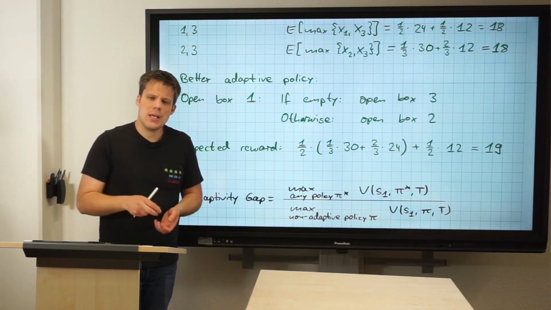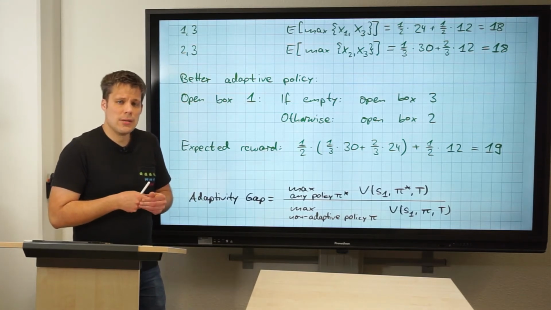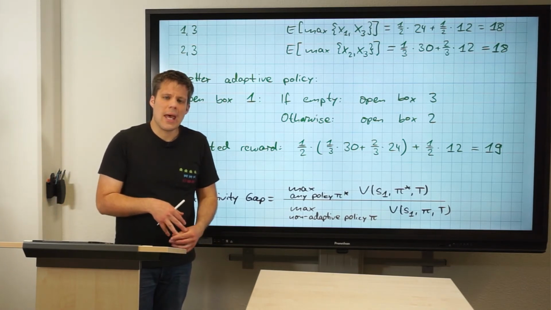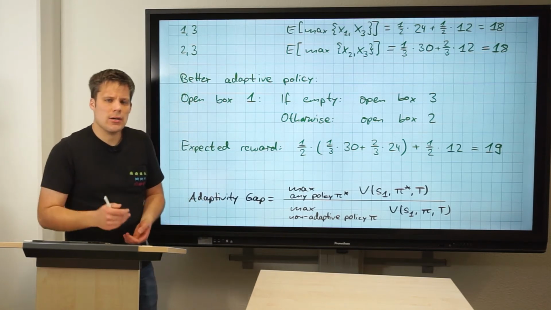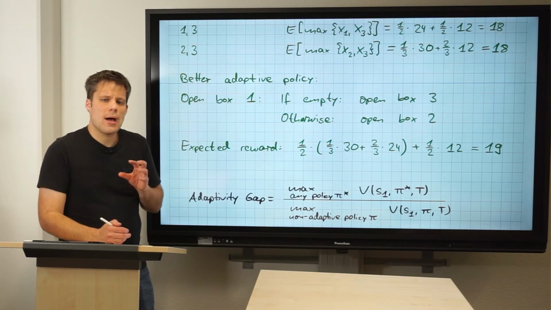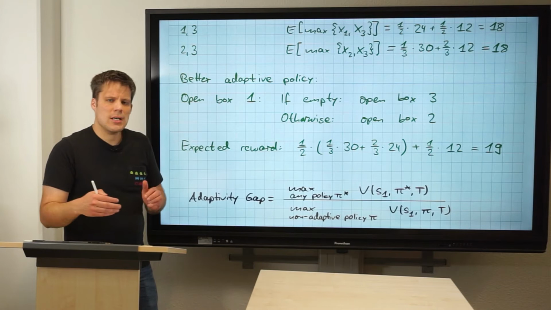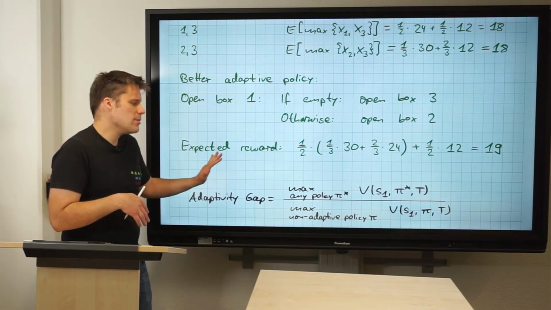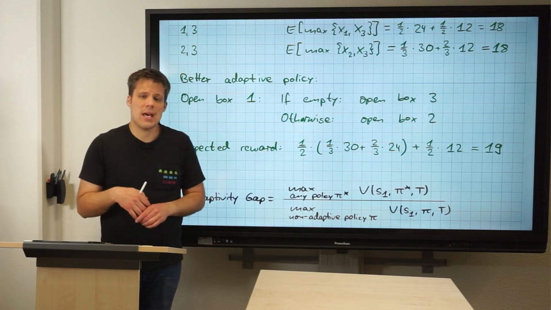Nonetheless, what we're doing today is we will be devising a polynomial time algorithm which computes a non-adaptive policy. And this non-adaptive policy is within a constant factor of the best adaptive policy. So we are at the same time able to compute a good policy, which is easy to state, and also we're giving a constructive proof which actually bounds this adaptivity gap.